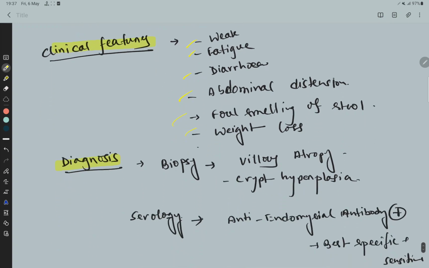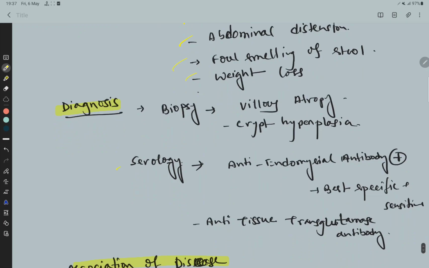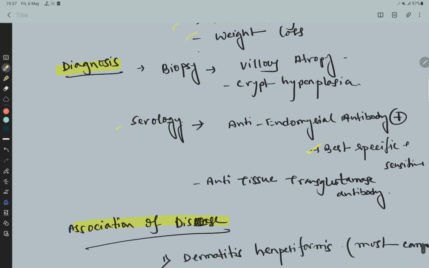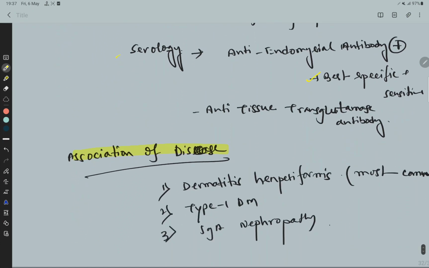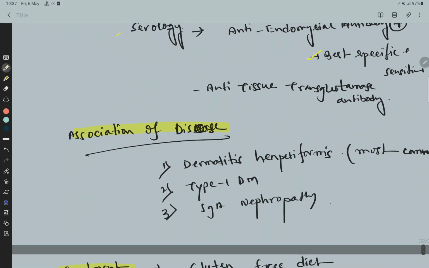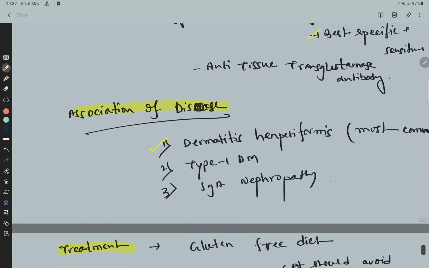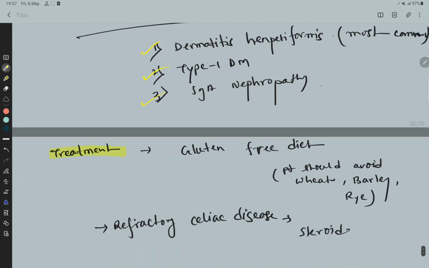It is diagnosed by biopsy, villus atrophy and crypt hyperplasia. In serology, anti-endomysial antibody is positive, and it is highly specific and sensitive, and anti-tissue transglutaminase antibody is also seen. Associated diseases: dermatitis herpetiformis, type 1 diabetes, and IgA nephropathy. In treatment, gluten-free diet. The patient should avoid wheat, barley, rye, and in case of refractory celiac disease, steroids are given.